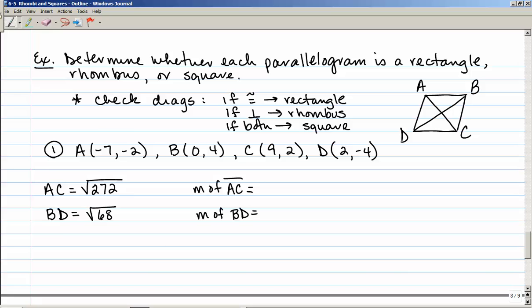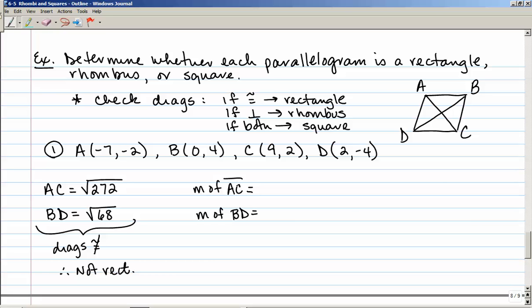So my diagonals are not congruent. They're not congruent to each other. Therefore, since they're not congruent, it's not a rectangle. So parallelogram ABCD is not a rectangle.